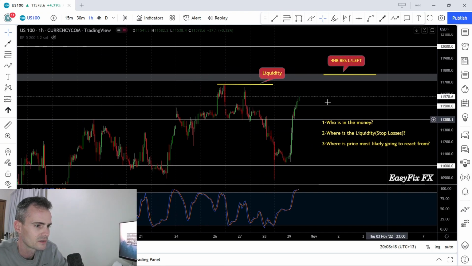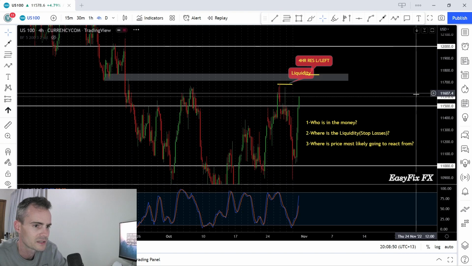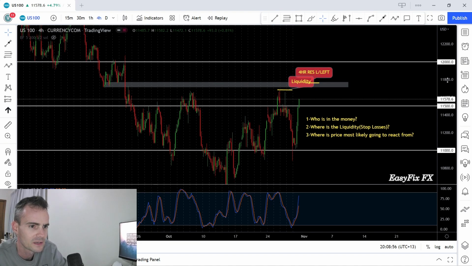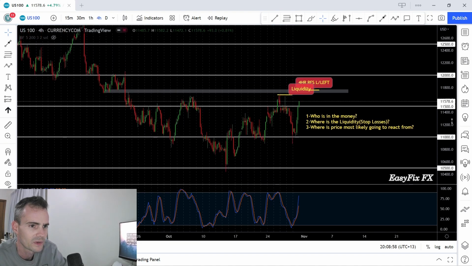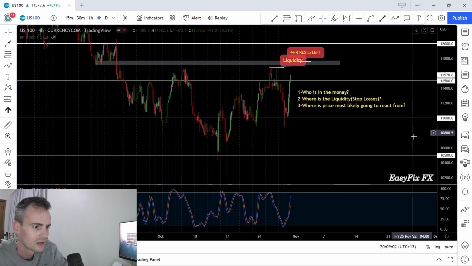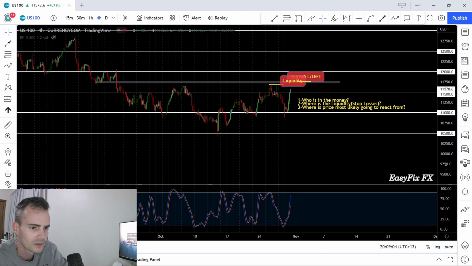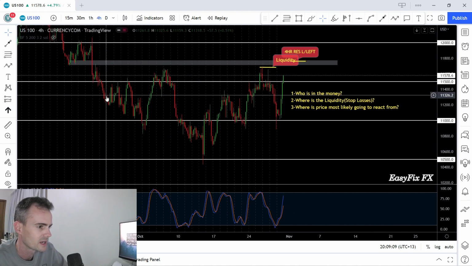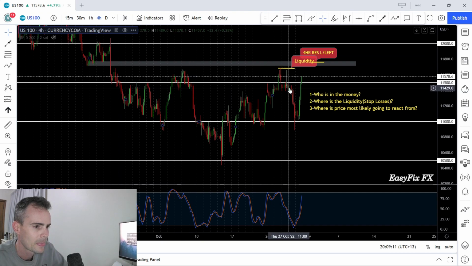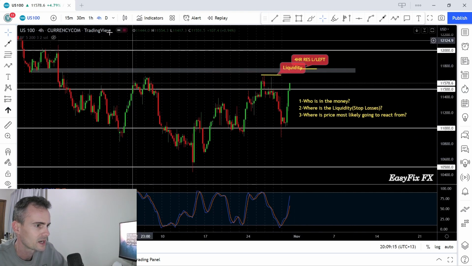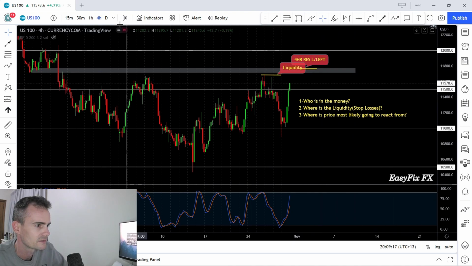I've also got round numbers all marked out here, so I mark them out at every 500 points. So you can see I've got all the round numbers at 11,200, 11,500, 11,000, all the way down to 10,500. So you can see how price reacts to all these round numbers. So those are also levels that I'm paying attention to. So you can see now price has broken above the 11,500 level.